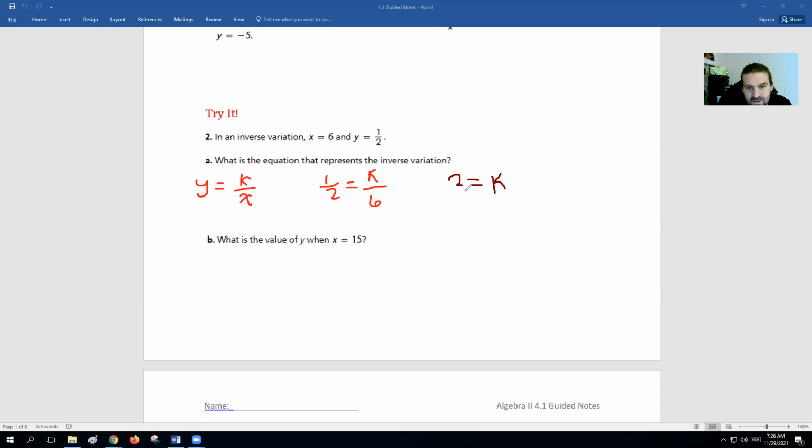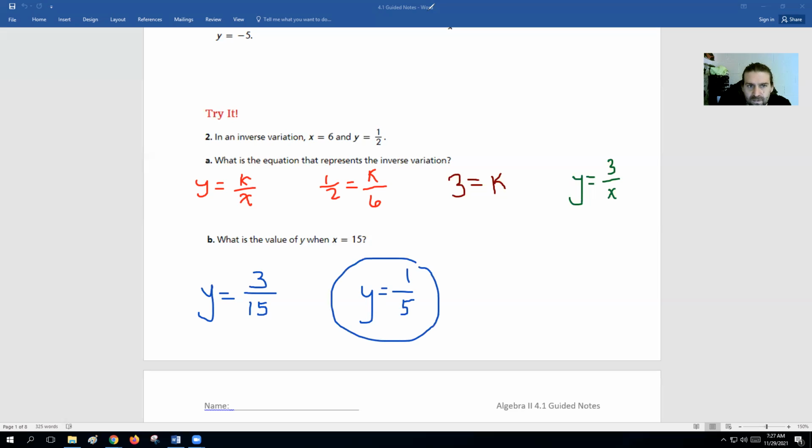And 1/2 times 6 is 3. So the inverse variation equation would be y equals 3 over x, where k is 3. If we want to find the value of y when x is 15, we're going to use this equation and plug in 15 for x. 3 divided by 15 does reduce as a fraction to 1/5. There's our answer. Okay, let's clear that up.